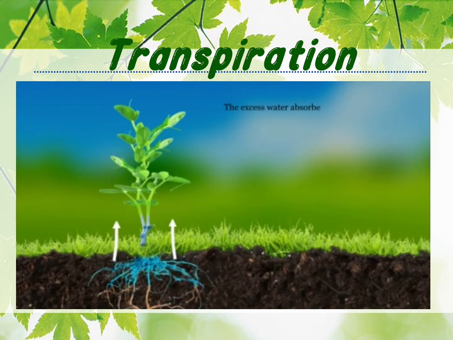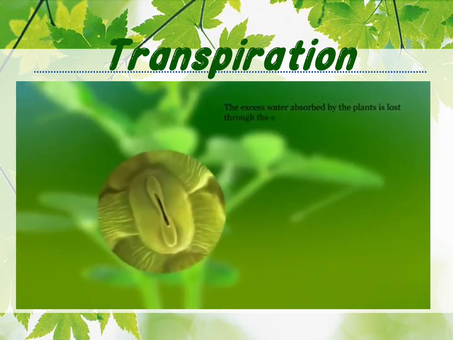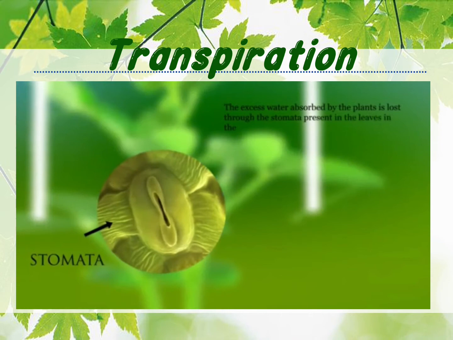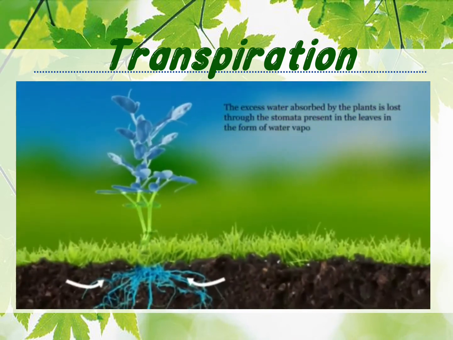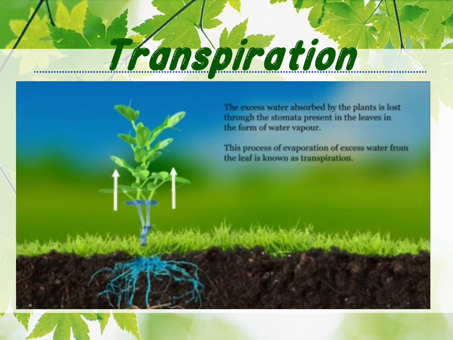Now what happens is that sometimes there is excess water absorbed. So what happens is that it's lost through the stomata. We told that there are small pores through which the plants breathe. It's called stomata, right? So through these holes, this water can be lost. And this process is called transpiration, where the excess water is evaporated from the leaf. It's called transpiration.